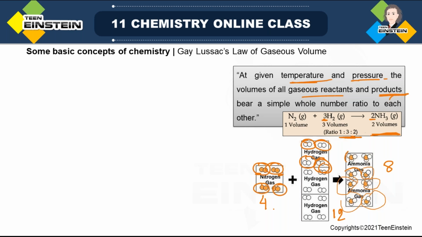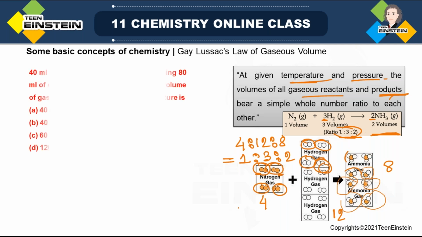Now if you simplify this ratio, 4:12:8, just divide by the smallest number. Smallest number is 4. So it will be 1:3:2. So see, it is the same. In the first case, from the balanced equation, you have already seen it is 1:3:2. Now when we have written it in this way, then also we are getting the same. Fine. So in this way, we can understand that this picture illustrates Gay-Lussac's law of gaseous volume.